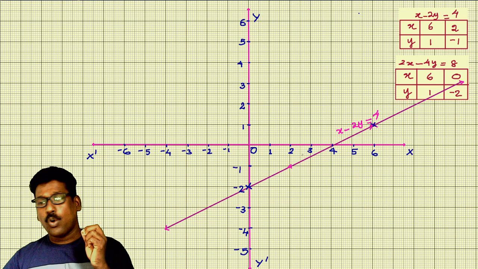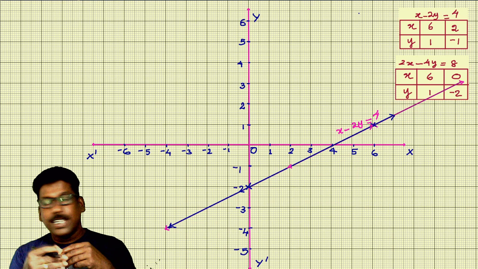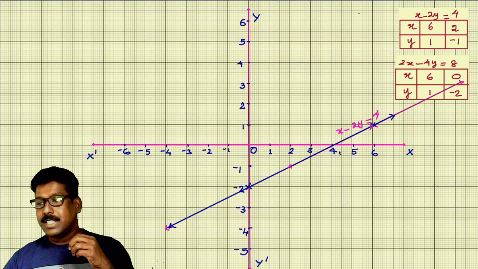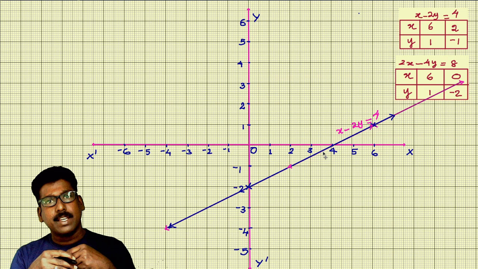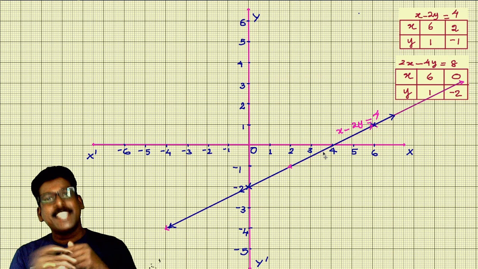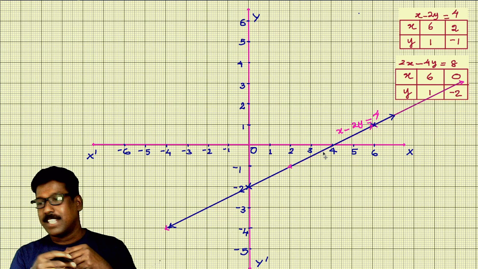Now if we join these 2 points, we get a line just upon the first line, or we can say these 2 lines are coincident. This kind of lines we can call coincident lines.